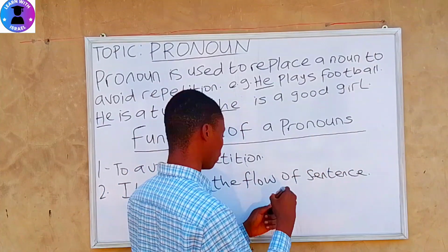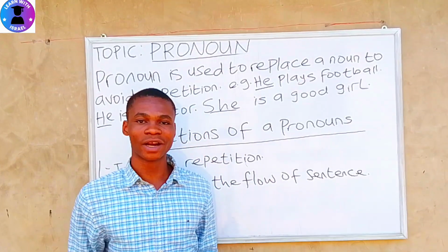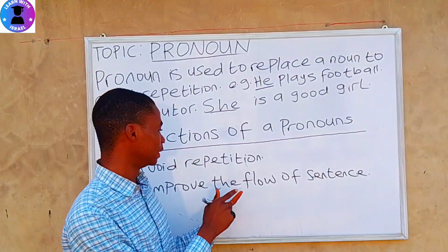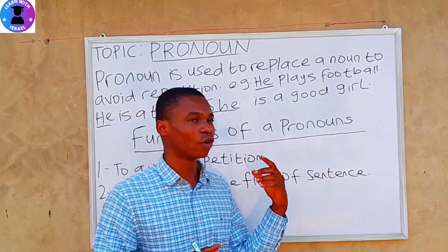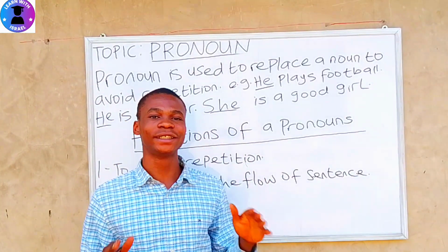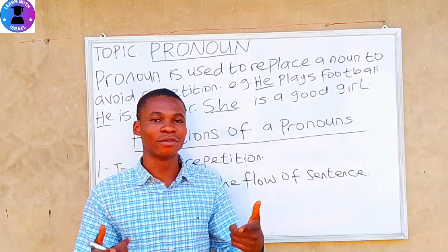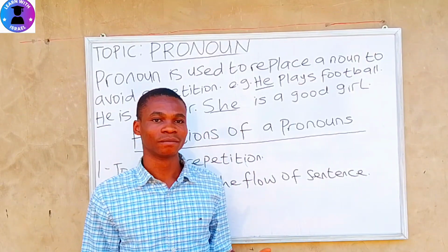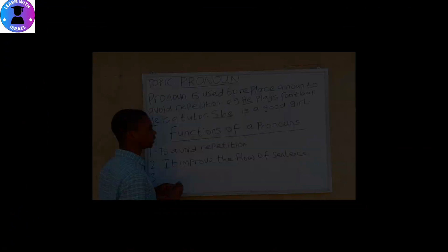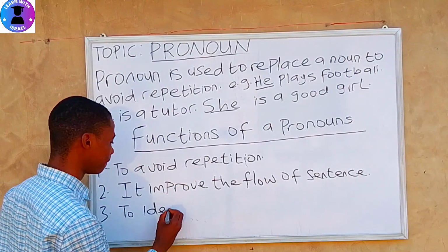So instead of repeating the sentence, like instead of saying Israel is a tutor, Israel teaches JAMB students, you just say it in the pronoun. Pronoun improves the flow of sentence by replacing the noun with he. He is a tutor, he teaches JAMB students. That is very simple, instead of repeating the noun and noun again. So let's move to the next function of pronoun. The next function of pronoun is to identify the speaker.